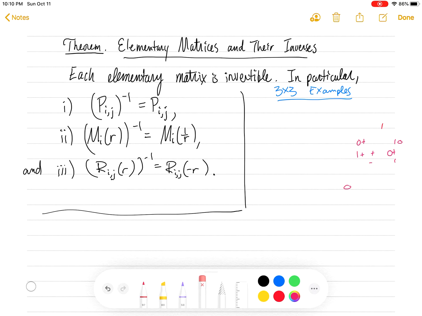Okay, let's do another example. Let's do the Mi of r inverse example.